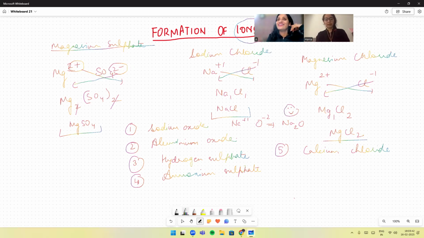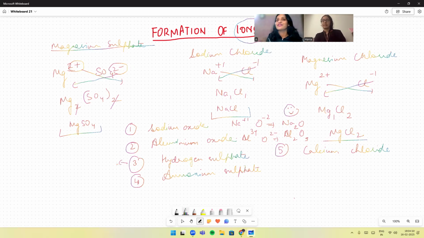Aluminium. What's the atomic number? It's 13. So it will be Al 3 plus. And oxygen is -2. So the formula will be Al2O3. Yes. Good.